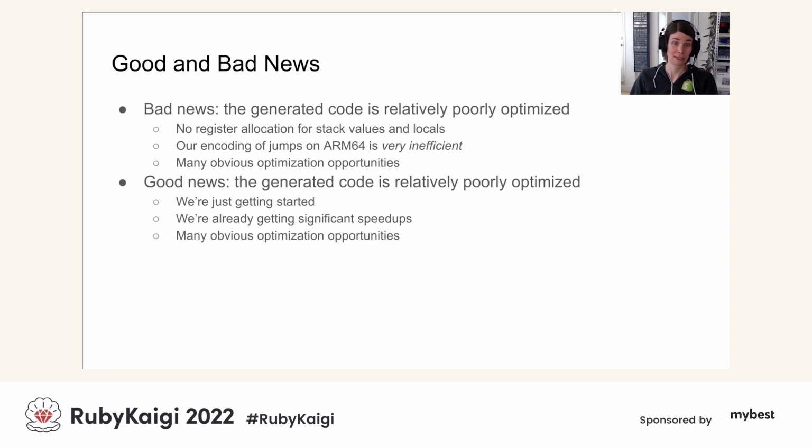But the good news is that the generated code is relatively poorly optimized. And so we're just getting started, and we're already getting pretty good speedups. And there's many obvious optimization opportunities that we haven't yet explored. So I think this is pretty encouraging, because as we do multiple improvements to the code that we generate, the performance can only get better from here.